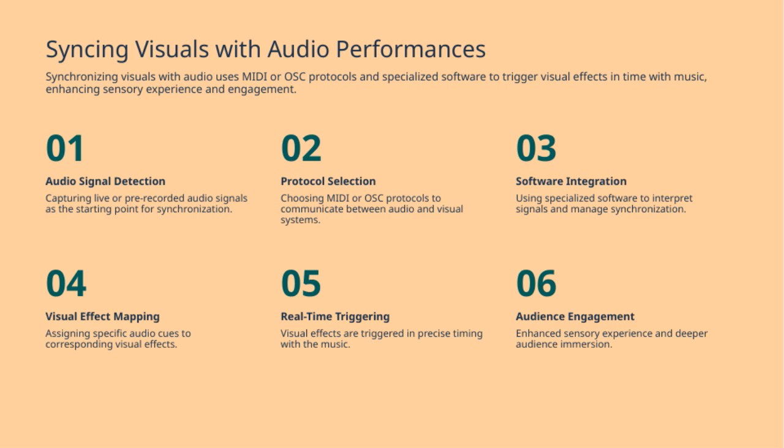Next, we assign specific audio cues to visual effects through visual effect mapping. This means that every beat or sound triggers a corresponding visual element, making the experience more dynamic. To ensure everything happens exactly when it should, we choose our communication protocols carefully, either MIDI or OSC. These protocols facilitate real-time triggering, meaning visual effects are activated precisely in sync with the music.